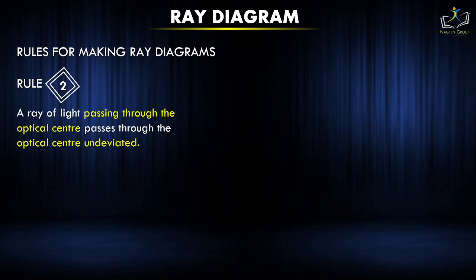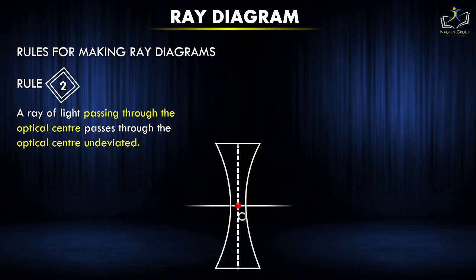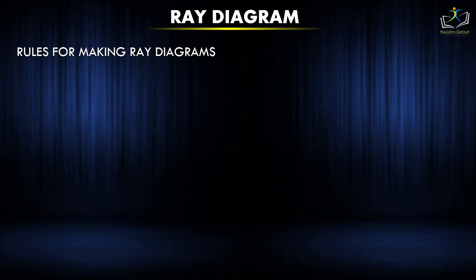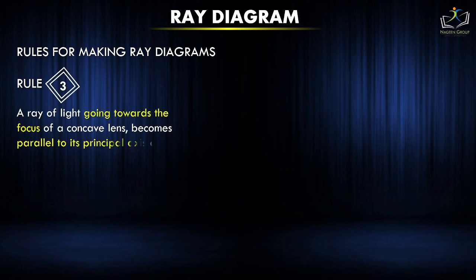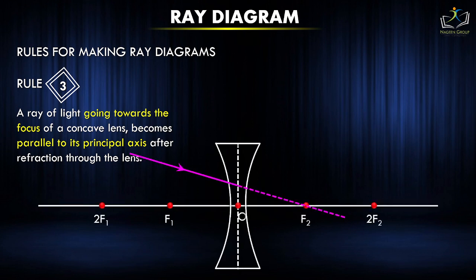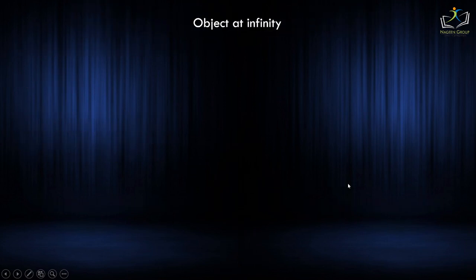Second, we have a ray of light passing through the optical center. It passes through the optical center undeviated, meaning straight. Third, a ray of light going toward the focus of a concave lens becomes parallel to the principal axis after refraction through the lens, right? Which appears to be passing through the focus, it will move parallel to the principal axis.